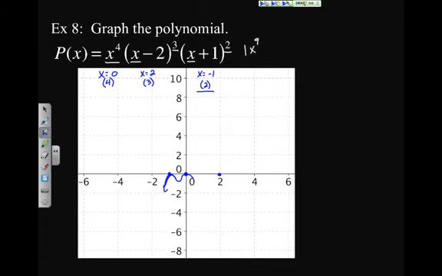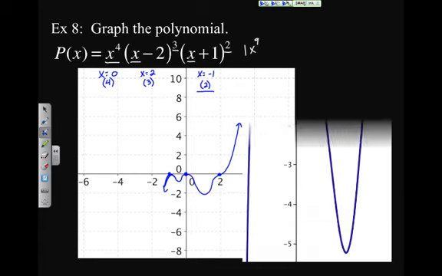And then, once you get up to 2, notice it's an odd multiplicity, so it's got kind of this cubic shape. And remember, it was going to go up there. Now, that's not exactly right, but again, this exercise is mainly to get the idea of what happens close to 0. So now we'll show you the real graph.